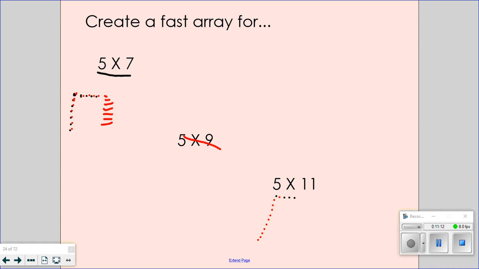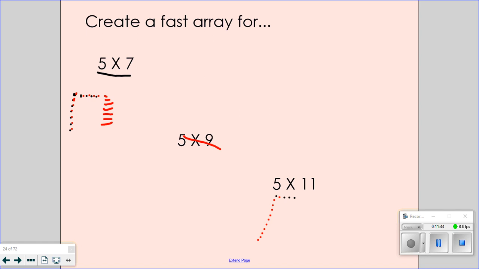Use your fast array to skip count with me. So put your finger on your rows. Ready? What's up first? 5, 10, 15, 20, 25, 30, 35, 40, 45, 50, 55. Ooh, what is 5 groups of 11 worth? Okay, 55.